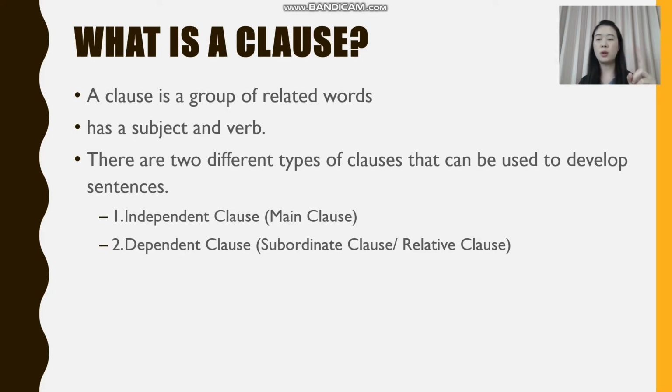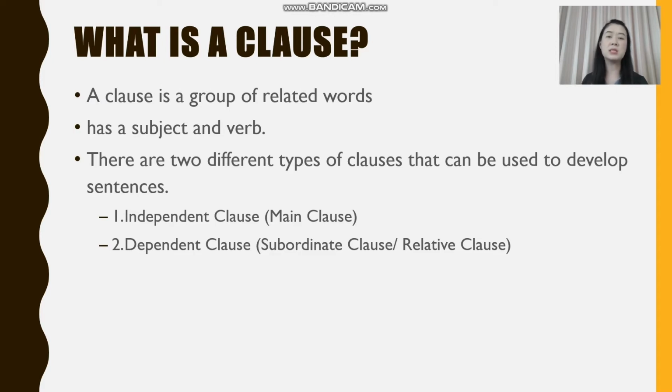The first one is called an independent clause. Independent. From its name, you can see that it's independent. It means that it can stand alone, right? Or another way, we can say that they are main clauses. Okay, main clause. Number two, that is the dependent clause.